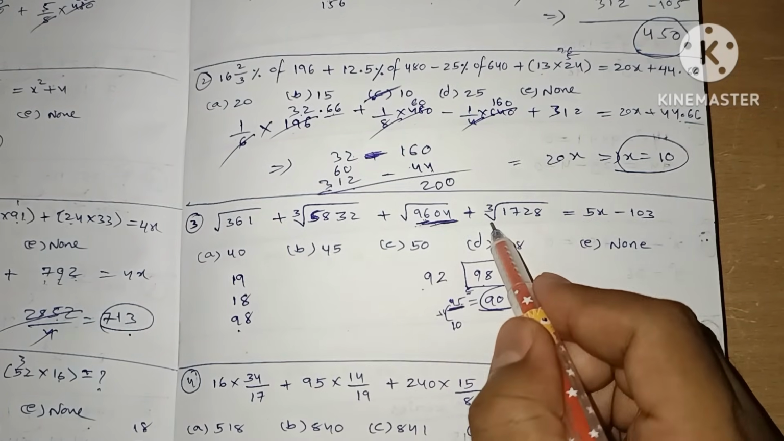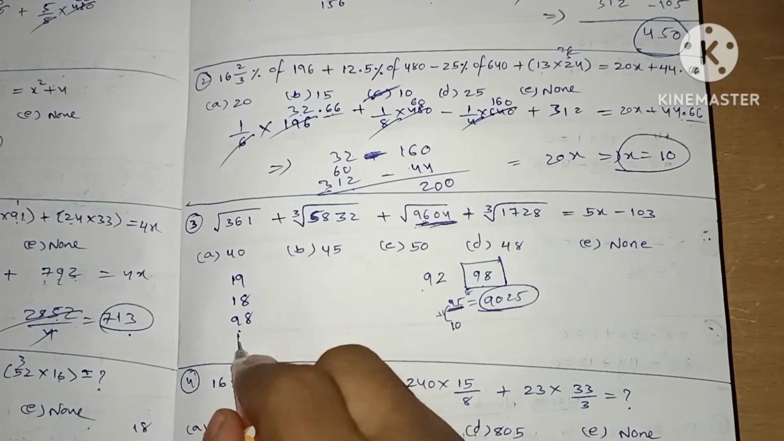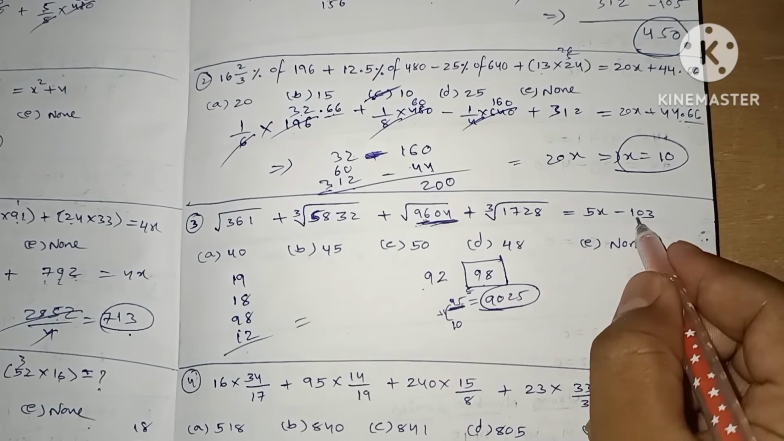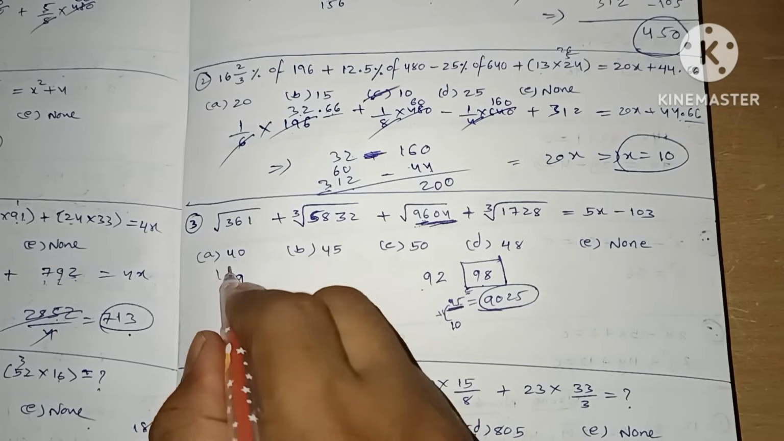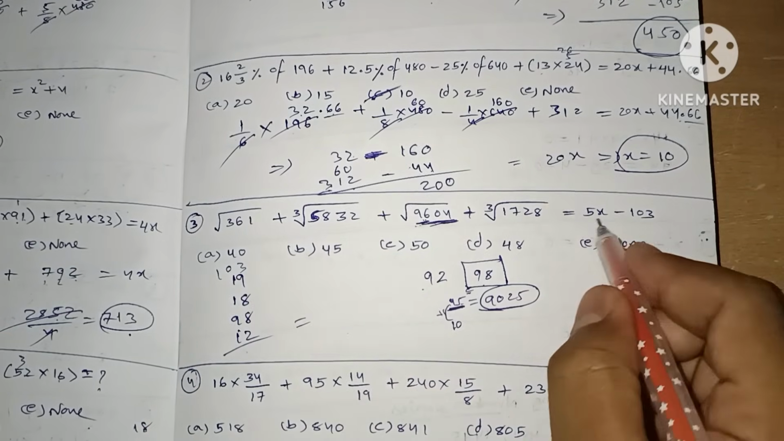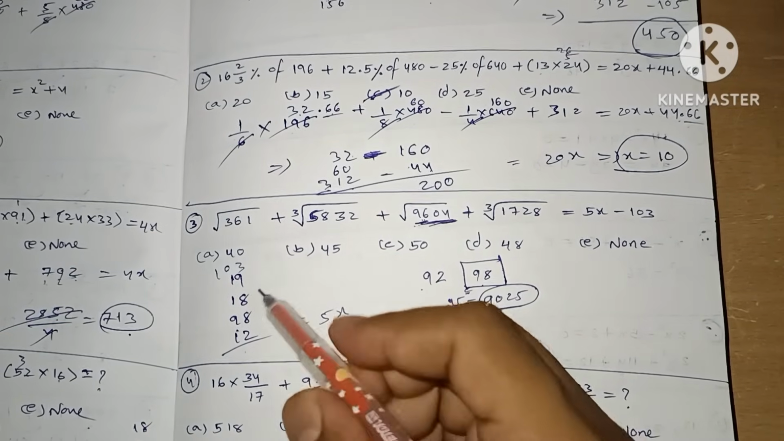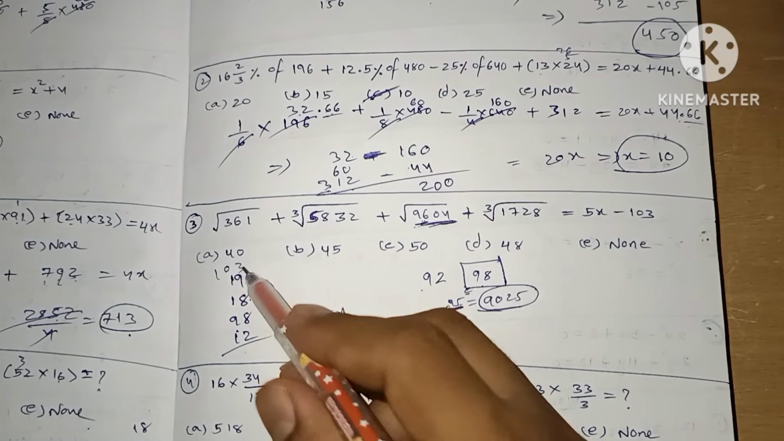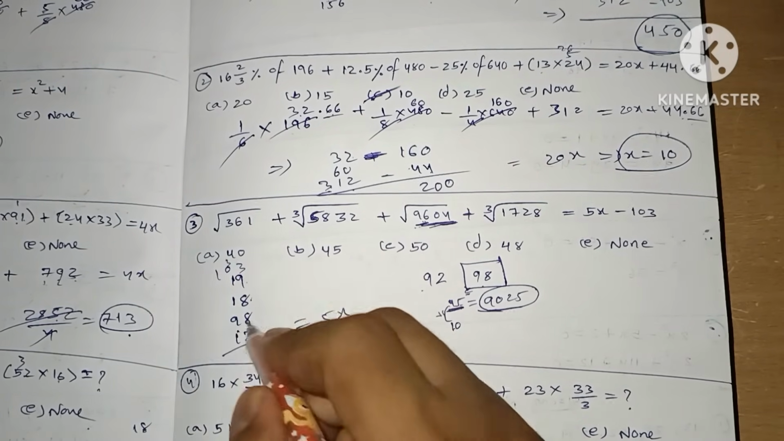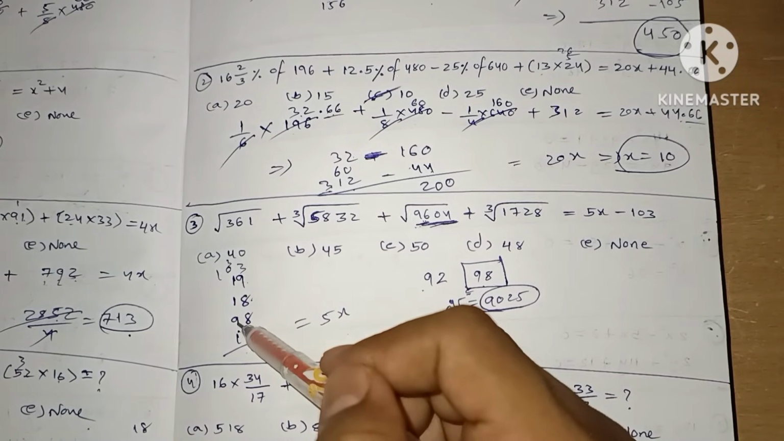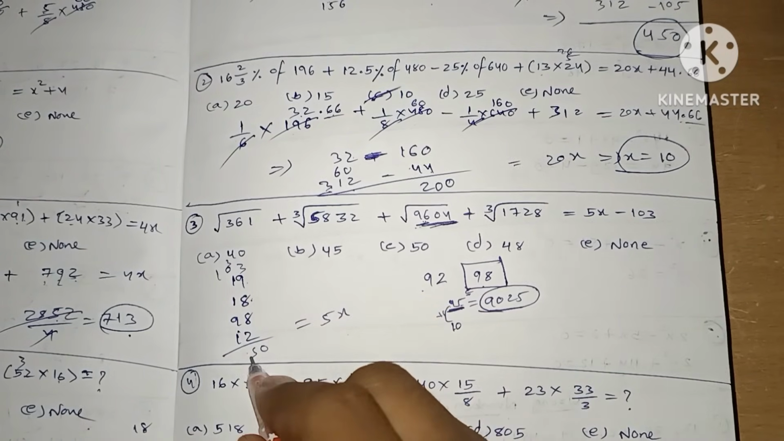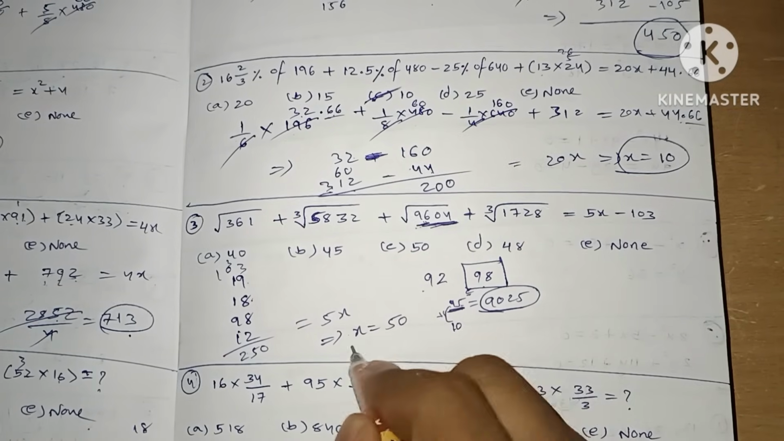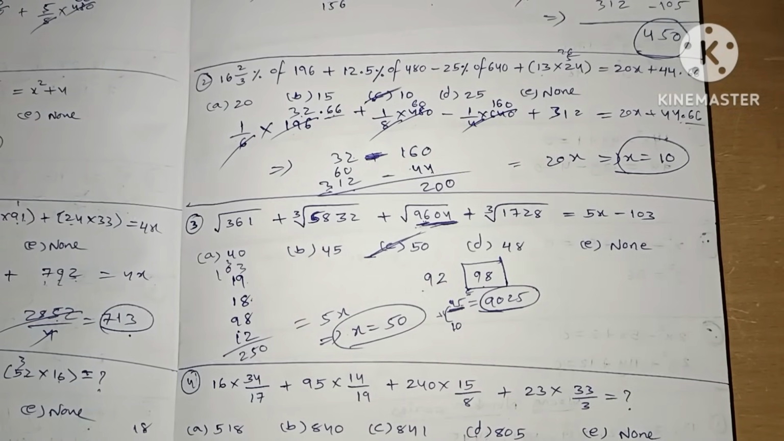Okay, plus cube root of 1728 which is 12. So the whole equals this 103, which comes to this side with plus 103, the whole equals 5x. Okay, what we have is 1027 plus 30, 4, 5, 10, 15, 250. So x equals 50. Option C is our answer.